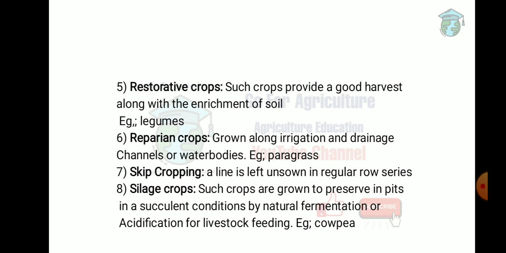Next question, when a line is left unsown in a regular row series, it is known as skip cropping. For example wheat. So in wheat 9 rows are grown and the 10th row is left. This is called skip cropping.